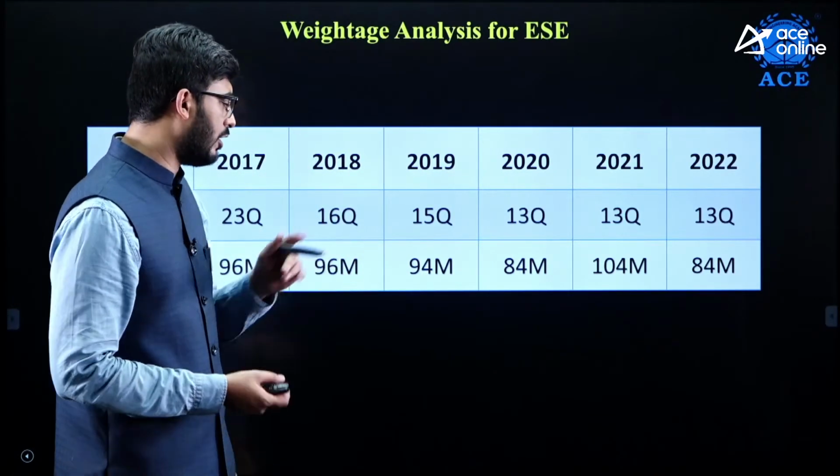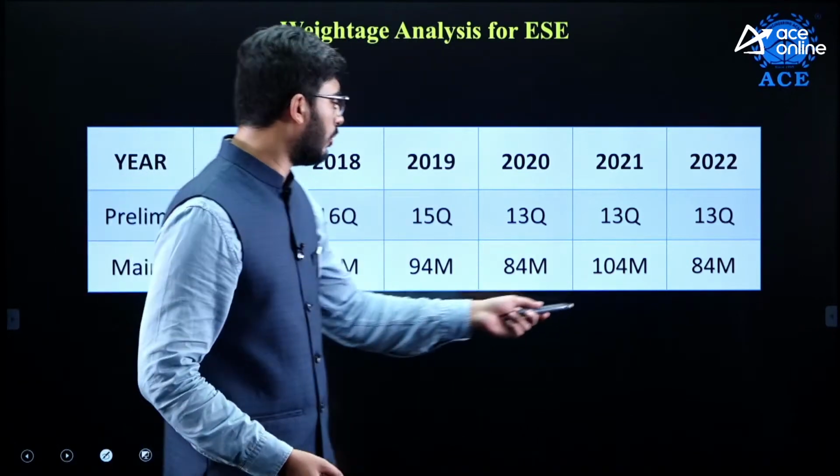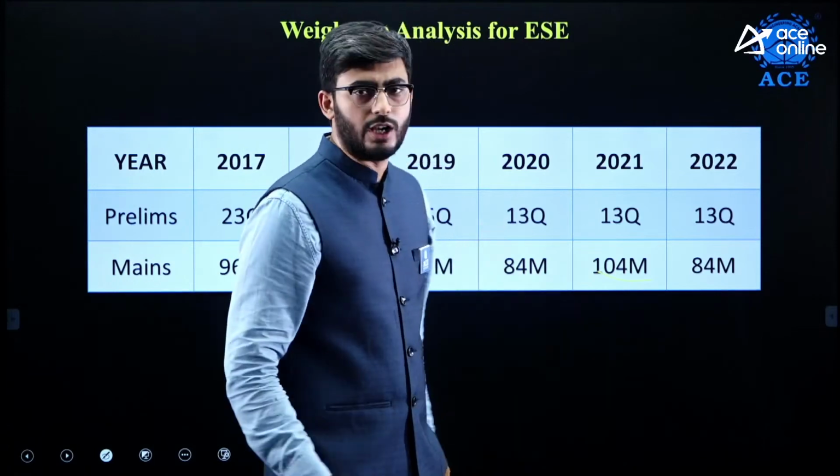Similarly, for mains and prelims also, you can see the highest marks was about 104, and that too in the year 2021.